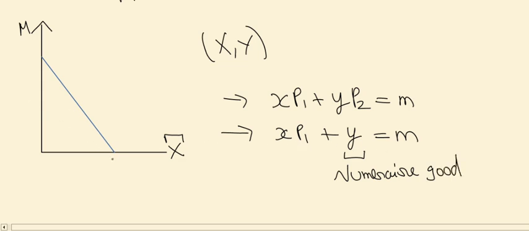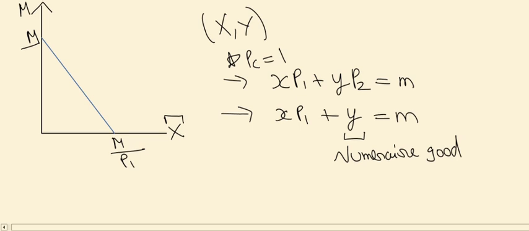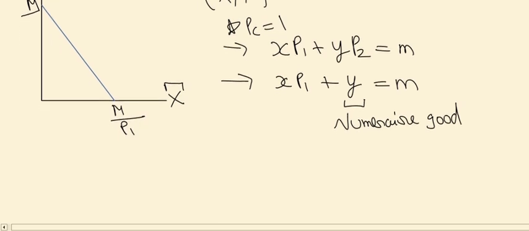And now the intercepts: here it is the same, M by P1, and here Y equals M. All the money income is spent on other composite goods except X. If the consumer is not spending any amount of his income on X, then all his income is spent on the composite good, that is, all goods other than X. So this was one concept about composite goods. The main point is that the price of composite good is equal to 1. It is the good being consumed by the consumer other than the X commodity.